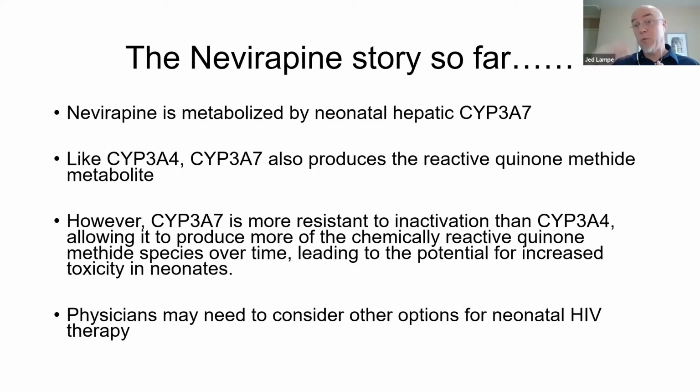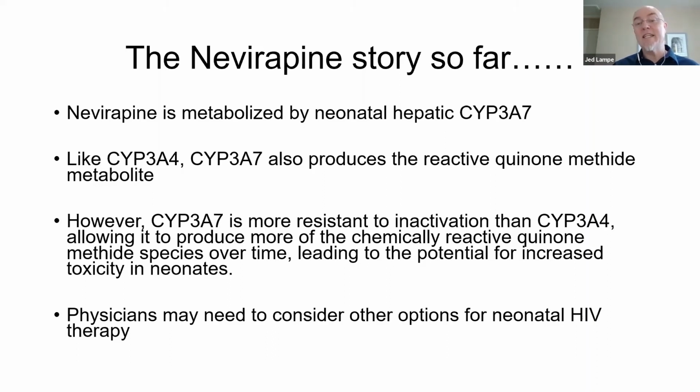Nevirapine is metabolized both by CYP3A4 in the adult and by neonatal hepatic CYP3A7. We were the first to show that. And like CYP3A4, CYP3A7 also produces this reactive quinone methide metabolite. However, CYP3A7 is more resistant to inactivation than CYP3A4 because it doesn't have that cysteine residue. There's a serine in that position instead of cysteine. That allows it to produce more of this chemically reactive quinone methide species over time, leading to potential for increased toxicity in neonates.